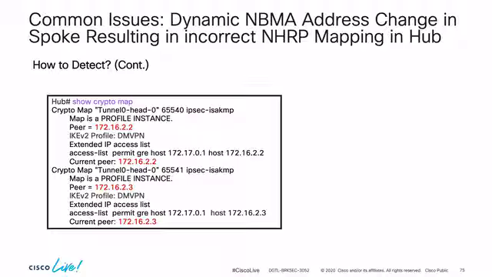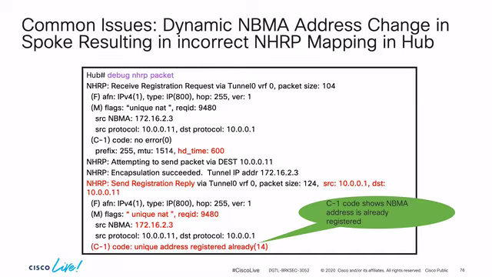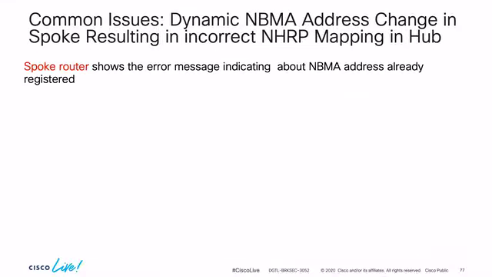Another way of checking this is debugging the NHRP packet on the hub. In this particular instance, we see a message which says that this address, which is supposed to be unique, is already registered. So this is the reason why the spoke's new NBMA address is not mapped in the hub.